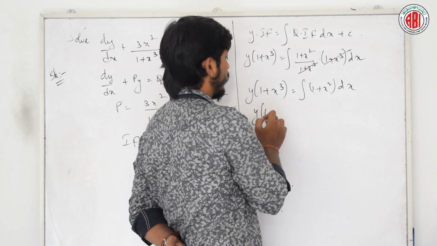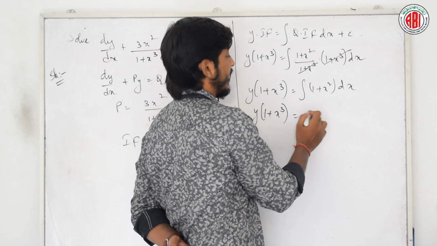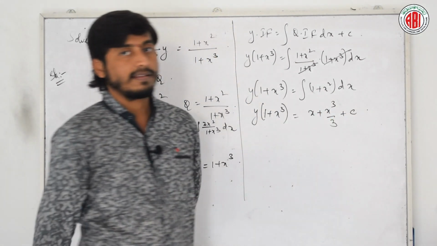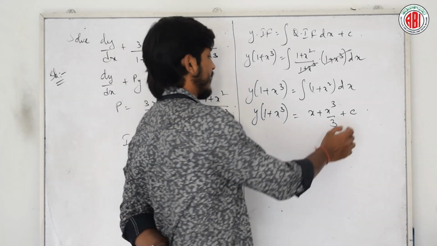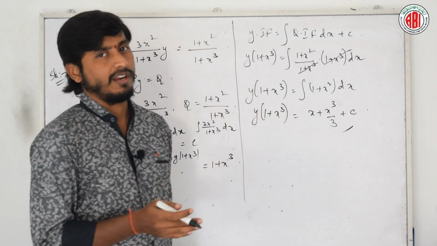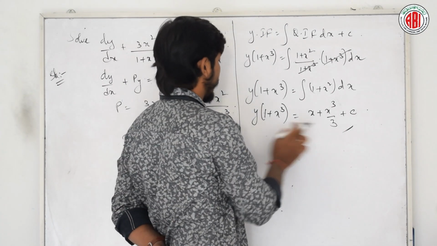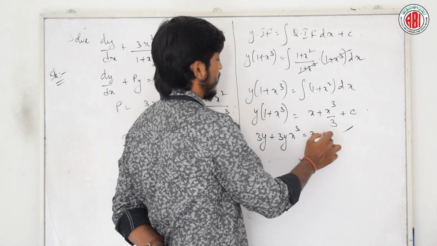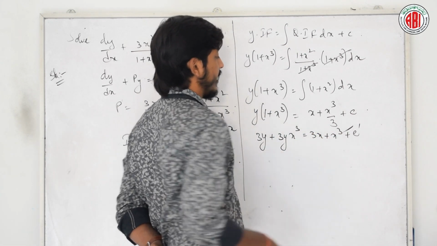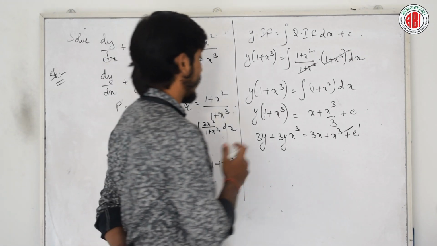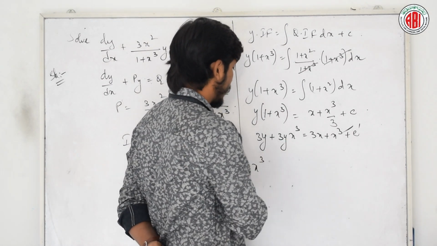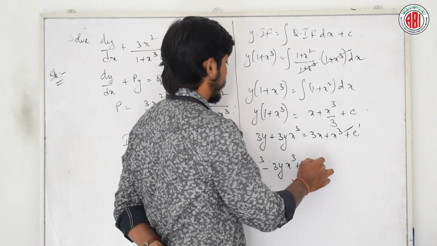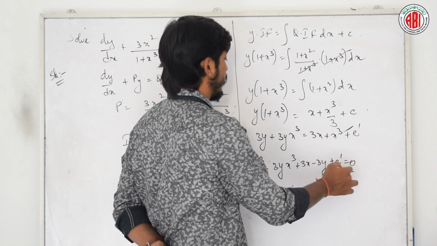Now, we have to find its integral. The integral of 1 is x, the integral of x square is x cube by 3, plus c. That's it. That is the answer. Or else, if you want to simplify and bring all together also, it's more than enough. If you want to simplify, this becomes 3y plus 3y x cube is equal to 3x plus x cube plus some constant again. If you want to bring all together, it will be x cube minus 3y x cube plus 3x minus 3y plus c dash equal to 0.